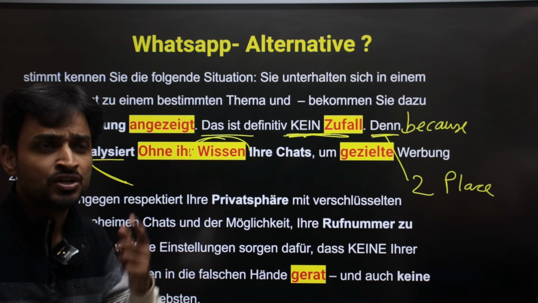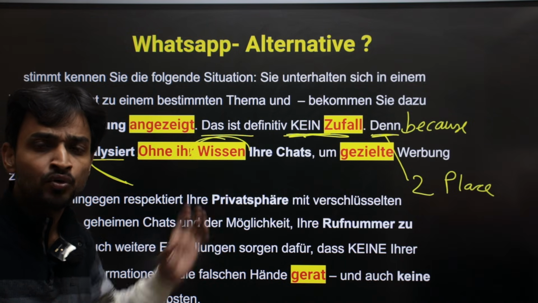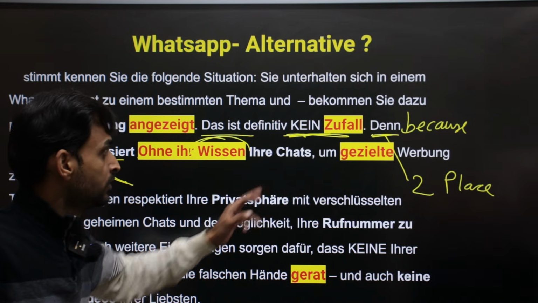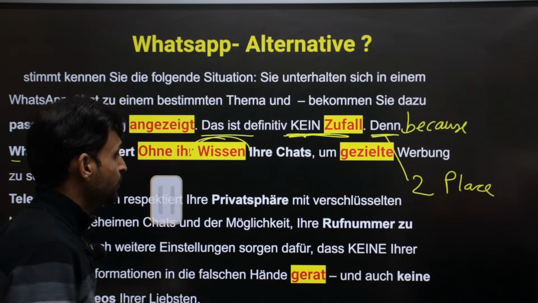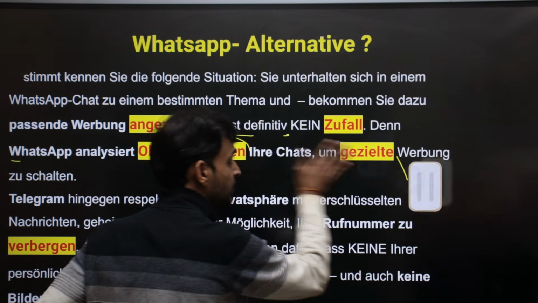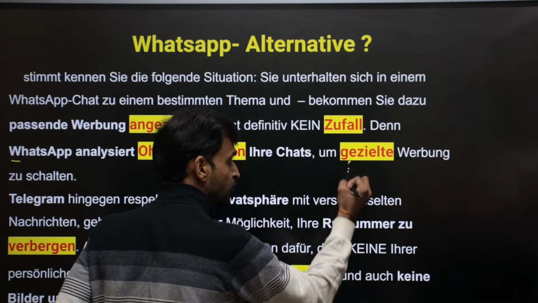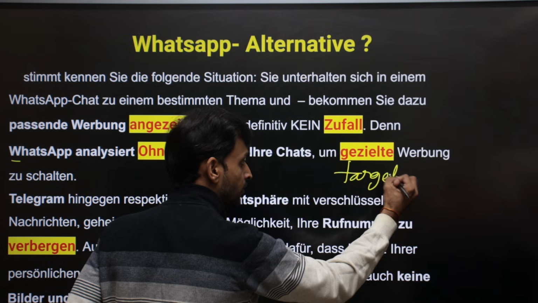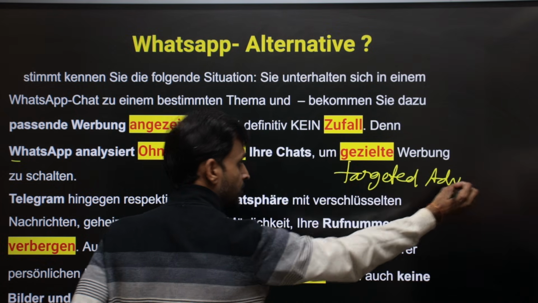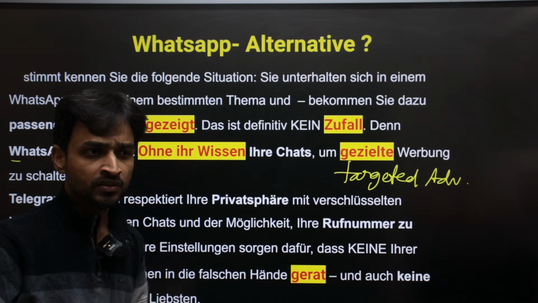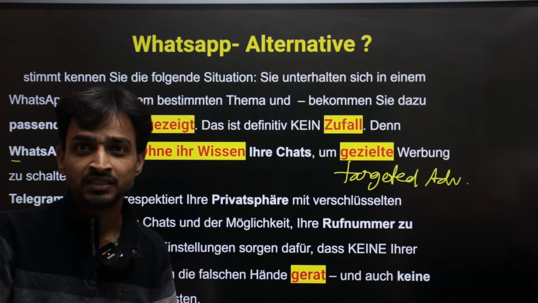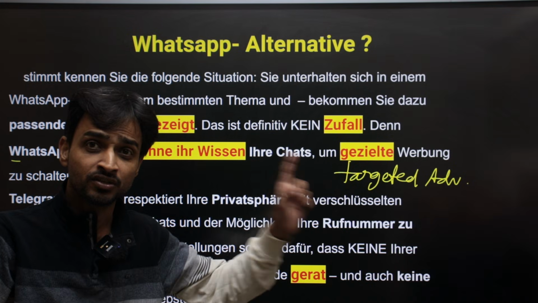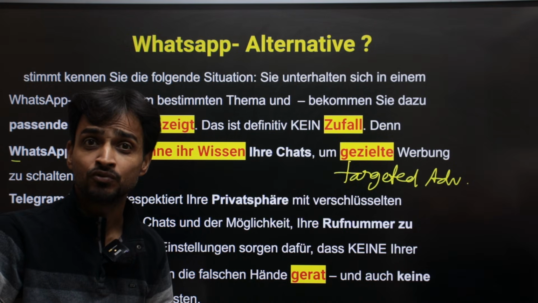Wissen means knowledge, awareness. Ohne ihr Wissen, without your knowledge. Ihre Chats gezielte Werbung zu schalten. Gezielte means targeted. Gezielte means targeted advertisement. What is your target? Suppose we are talking in a chat about a smartwatch. So your target, your aim, is to buy a smartwatch.